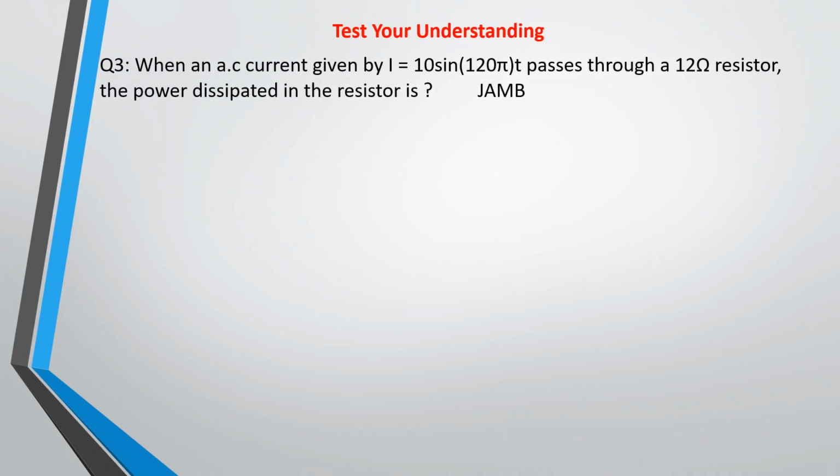So guys, this is your test your understanding page. When an AC current given by I equals the expression shown passes through a 12 ohm resistor, the power dissipated in the resistor is what? Now remember, this is a JAMB question, and also remember that in our earlier topic in AC current, we treated wave equations. So I would advise you go back there so that you understand the meaning of this wave equation and what variable you need from it to solve this problem.